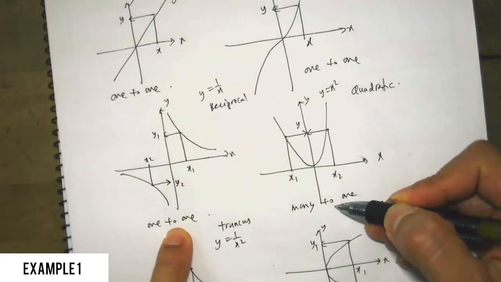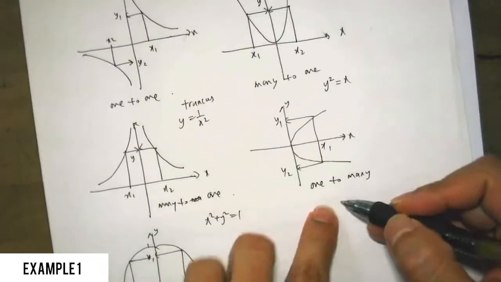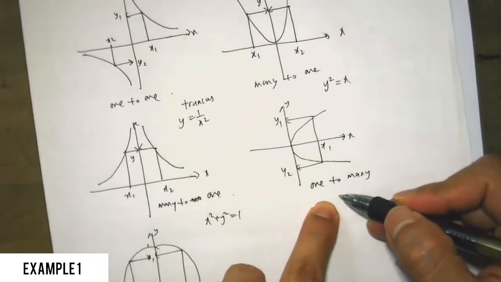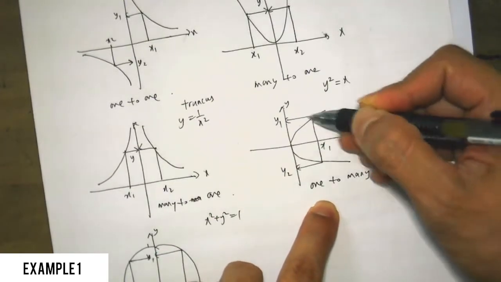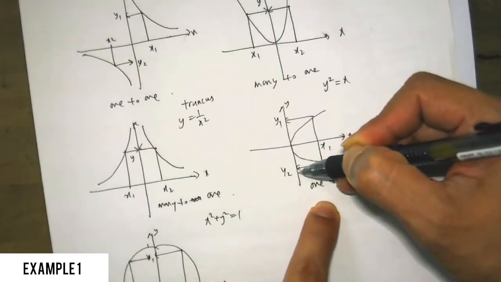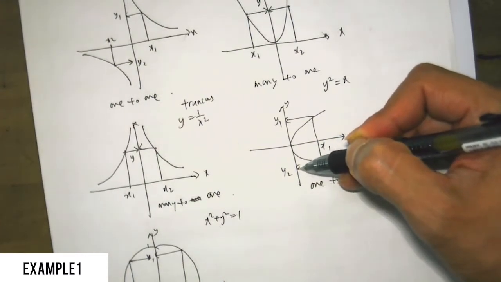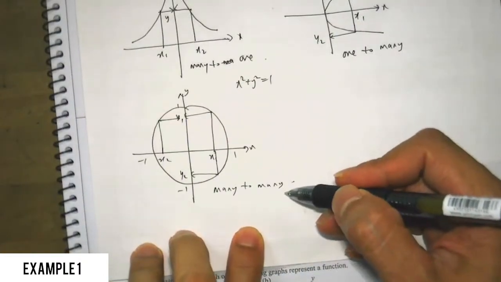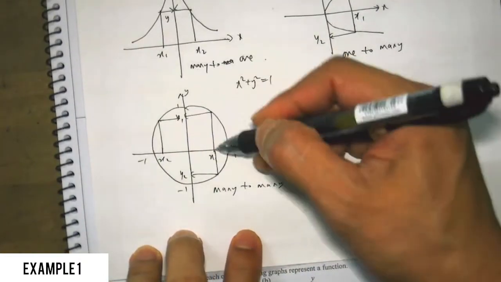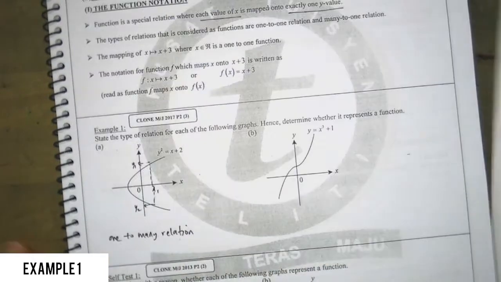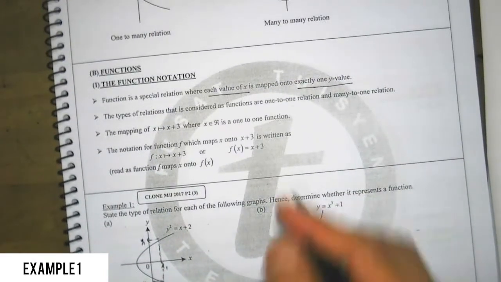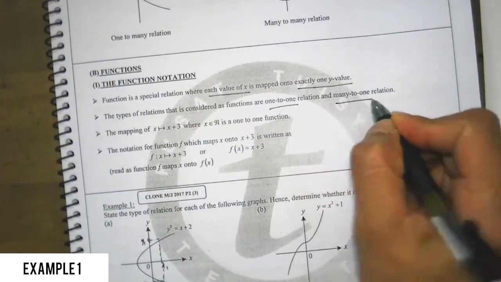One to one is a function. Is one to many a function? No. Why? This x value has multiple y values. Your x must have only one y. Then it's a function. Is many to many a function? No. This x has multiple y values. Yeah. So the types of relation that are regarded as a function are one to one and many to one. Okay. The rest are not.